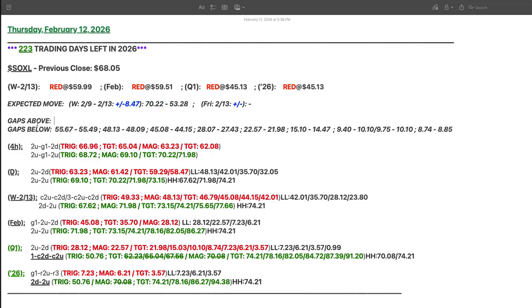We have no gaps above right now, and then we do have a few gaps to the downside that can continue to act as kind of magnets pulling price back to the downside. So we just want to make sure we keep those in our notes to remember where they're at.